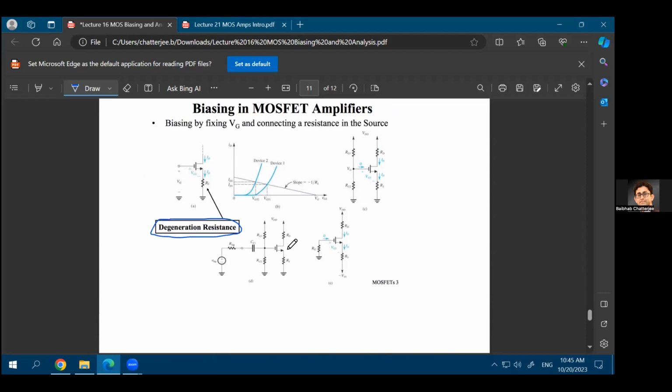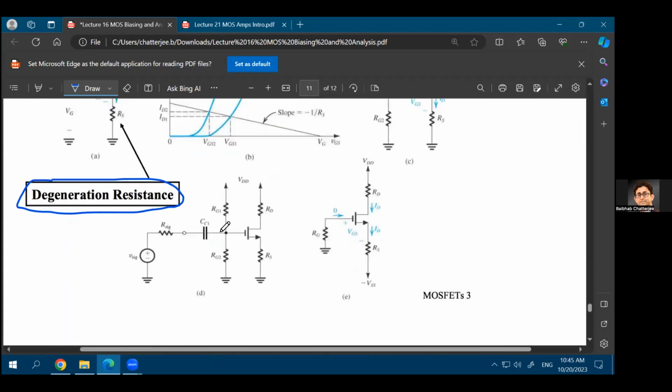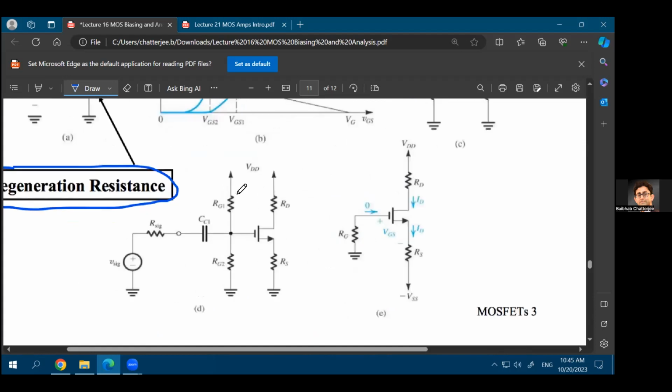Now, why do you even use this degeneration resistance? Basically, if I zoom in a little bit more, you have the same kind of circuit again. Let's say your VDD is this point, and you're biasing your gate using this RG1 and RG2 resistors. That is same as what we had discussed in the previous lecture. This RB, as you'll see, will act as a load of your MOSFET-based amplifier.